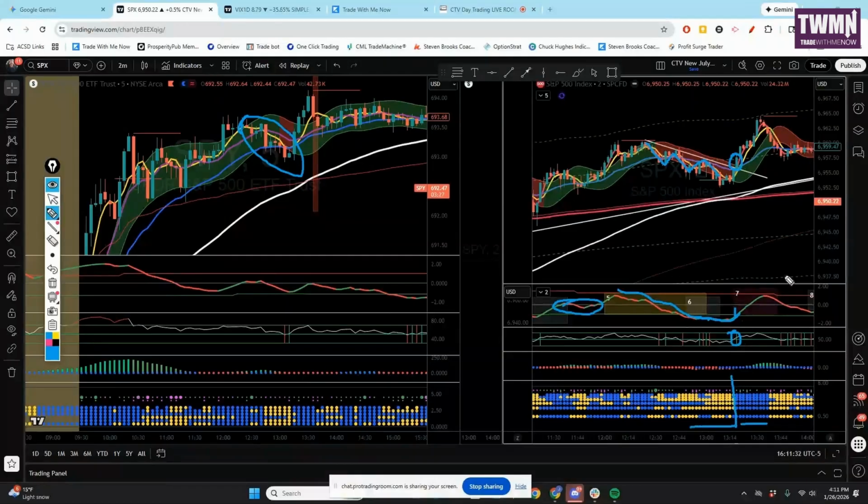Now, how do I know in the moment that that's not a good environment to trade? Well, I'm looking at it. First of all, I know the 1-day VIX is 8, 8.8. That tells me a lot of information. It's very low. That tells me there's not a lot of expected volatility today.